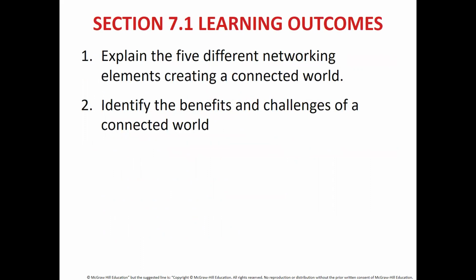Now in section 7.1, we'll be looking at connectivity. The word connectivity means how you generally interact with one another, how you keep in touch with each other, and how you keep a tab on one another through the use of machines and current computing equipment. First, in section 7.1, we'll explain the 5 different networking elements that create a connected world. Moreover, we'll identify the benefits and challenges of a connected world.